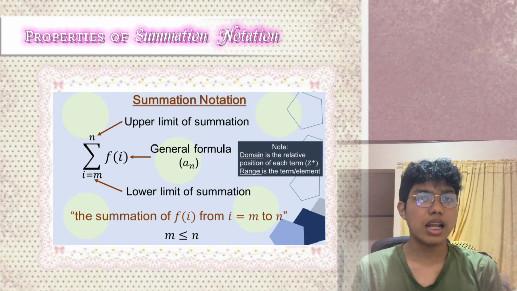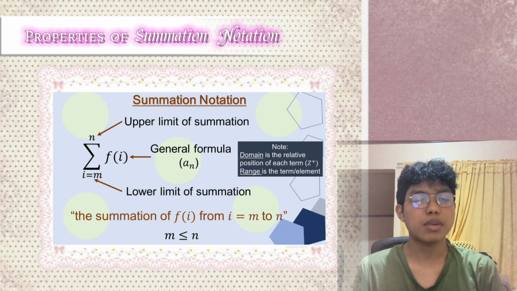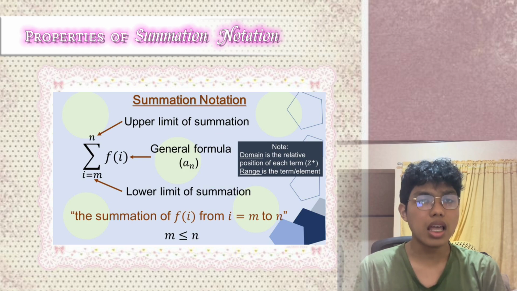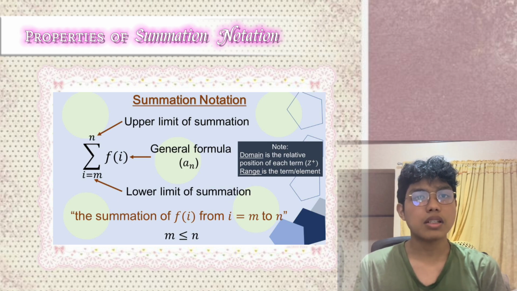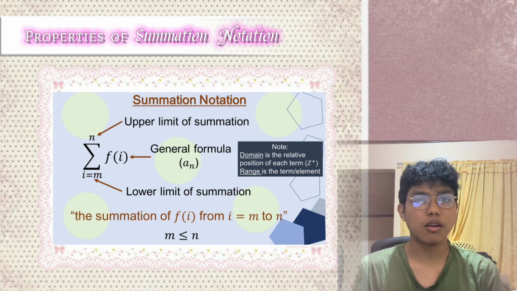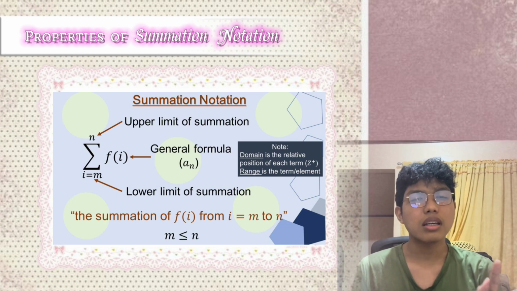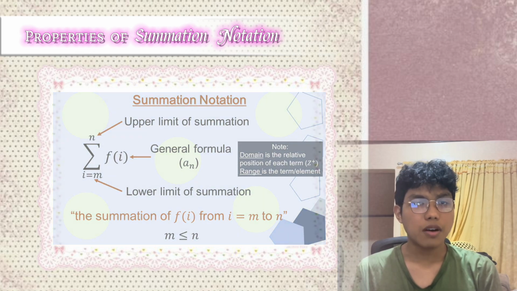The first one is the letter n at the top of the sigma, which means the upper limit of the summation. The next one is the variables to the right of the sigma, which means the general formula. And lastly, at the bottom of the sigma, the i equals m, which means the lower limit of the summation. Note that the domain is the relative position of the term, raised to plus sign, and range is the term or element. Now let's move to the solving.